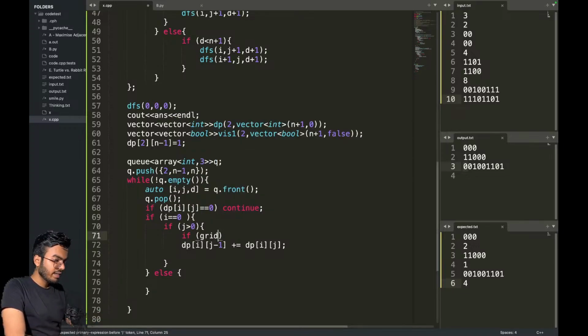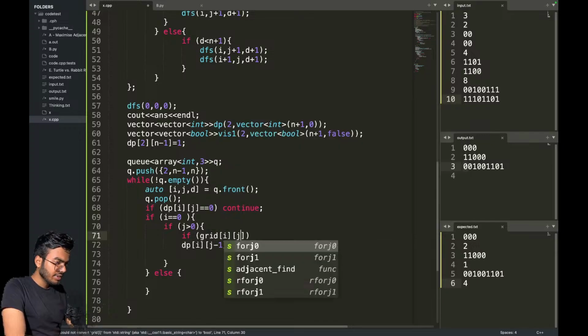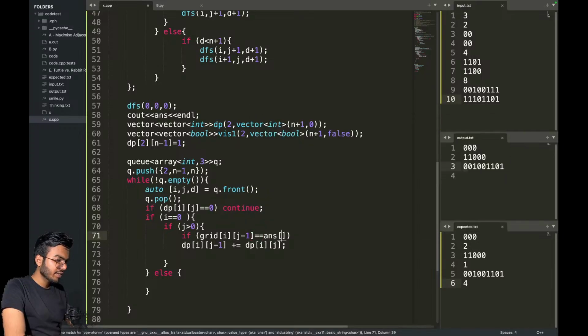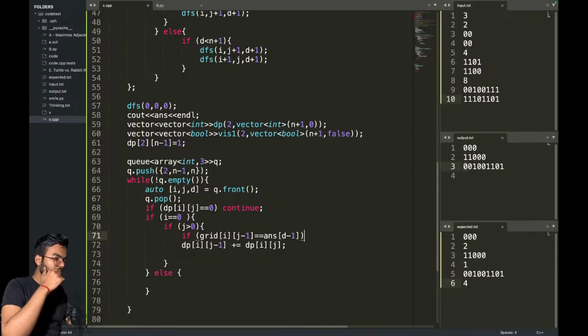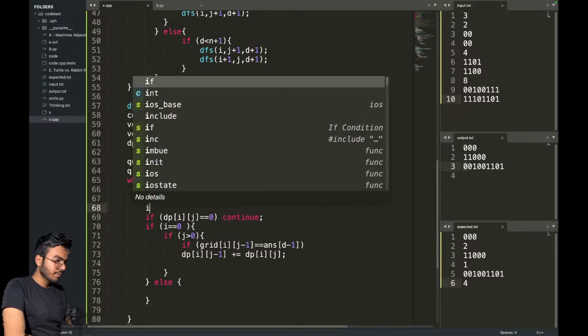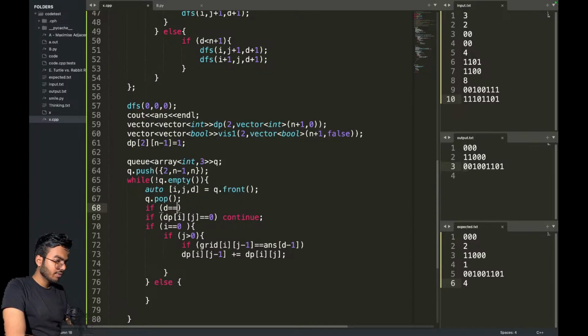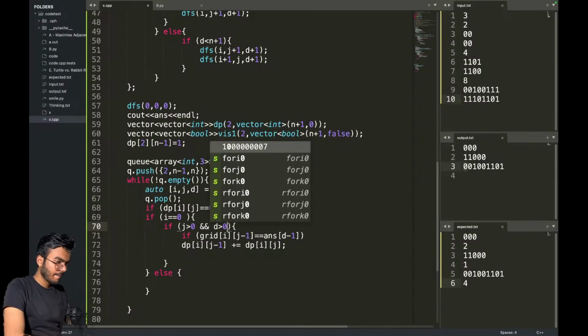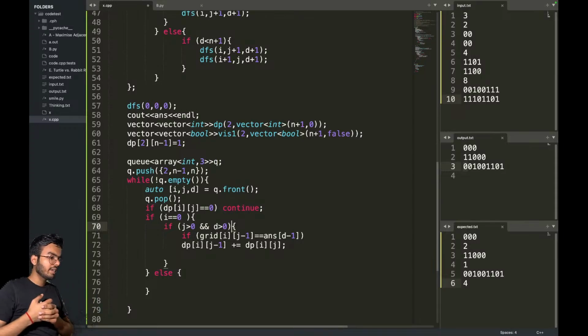If grid of I comma j minus 1 equals my answer string of d minus 1, so my depth should also be equals to, if d equals to 0. So I need to do this whole thing if my d is greater than 0. So if d is greater than 0, then only do this. If d minus 1 is greater than equals to 0 actually. Yeah. So if d minus 1 is greater than equal to 0, then I will do this.